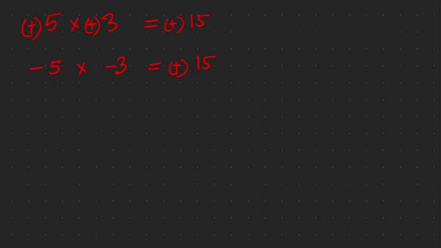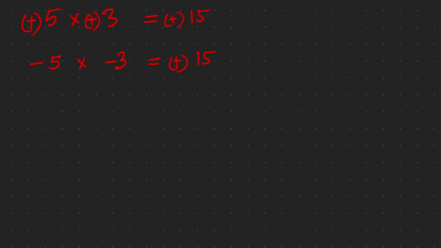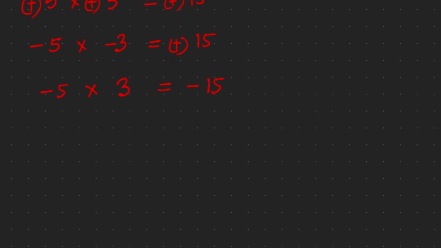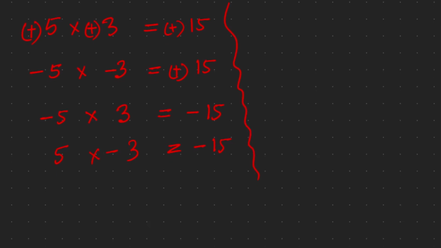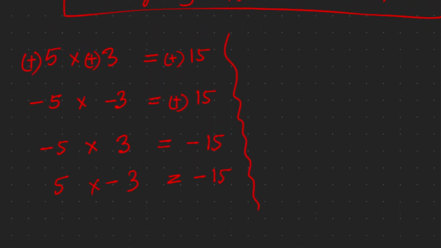Okay, how about if the sign is opposite, let's say -5 and +3, it will give us a negative product. Similarly, we can write 5 into -3, with similar results. So these are the four alternatives that can happen while solving inequalities.